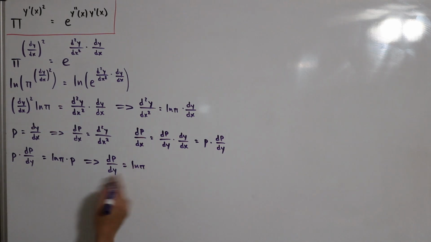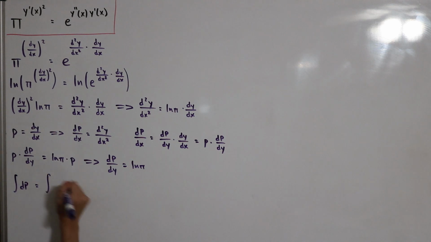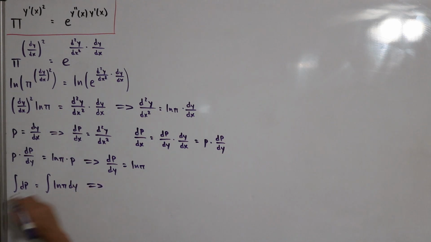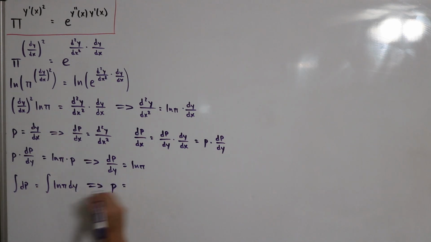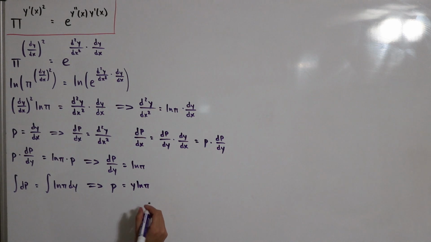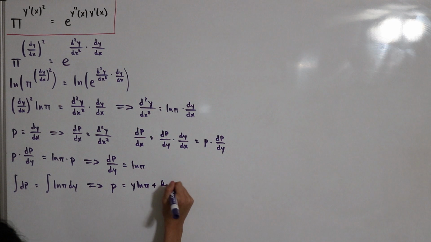But really I can just multiply the dy to both sides, and then we have the integral with respect to p, so we have dp, equal to the integral of ln of pi dy. Okay, it's easy to see that this is just p on its own. But then we have y times ln of pi, plus some constant. I'll just enumerate this and call this k sub 1.